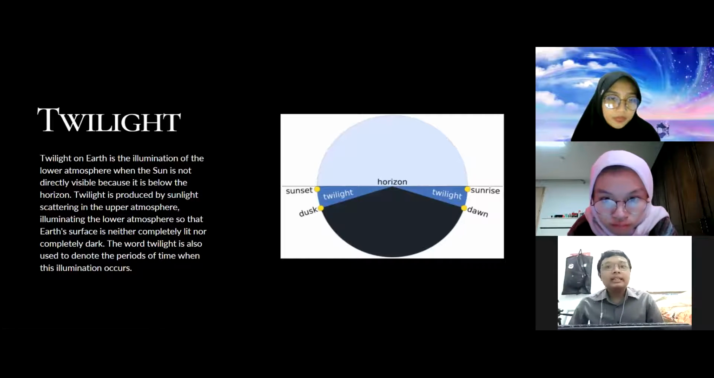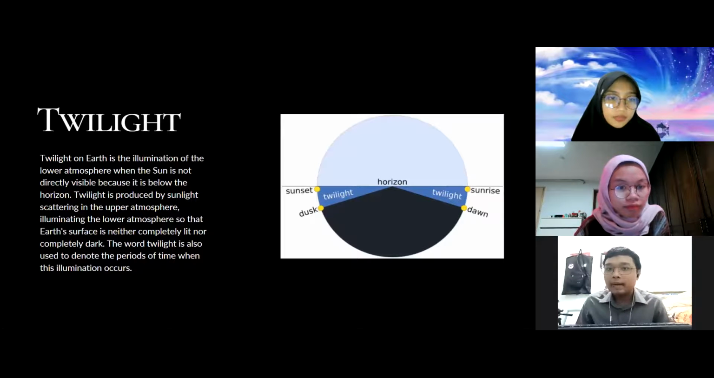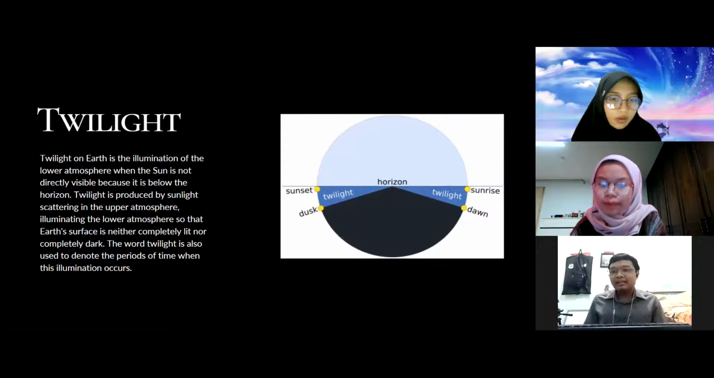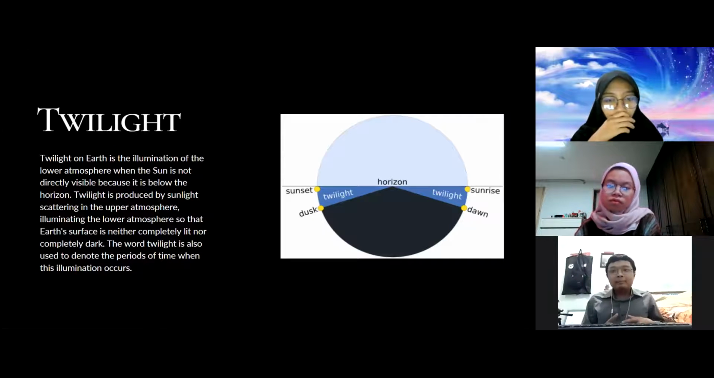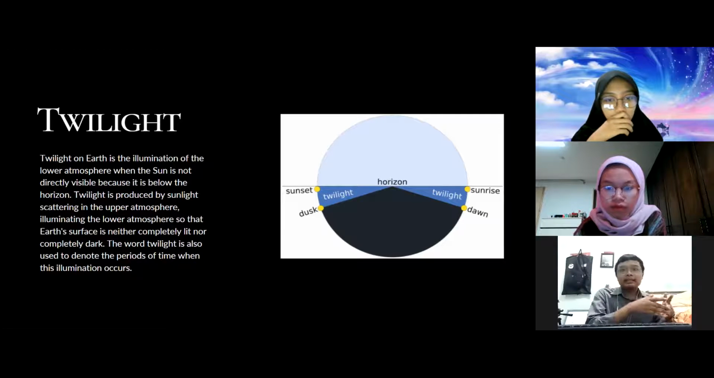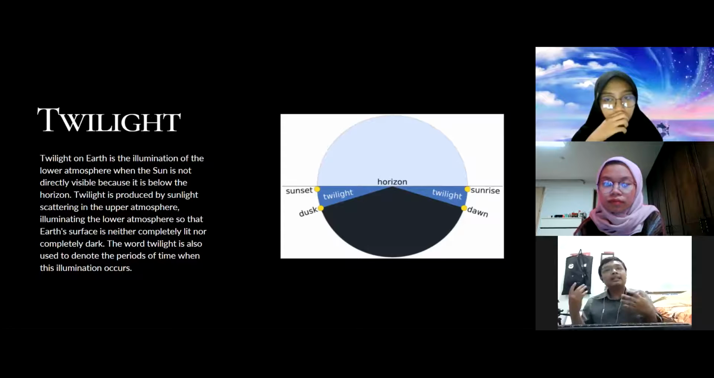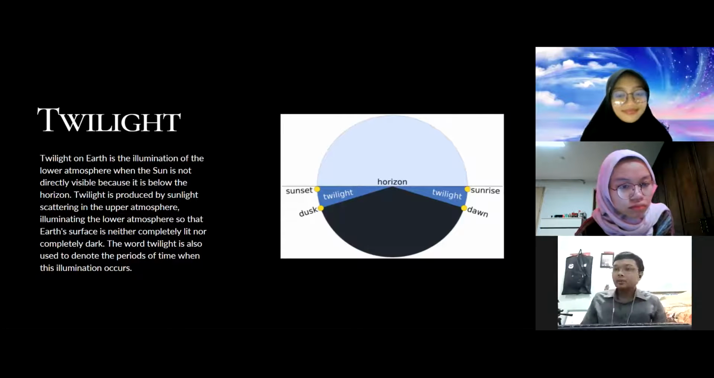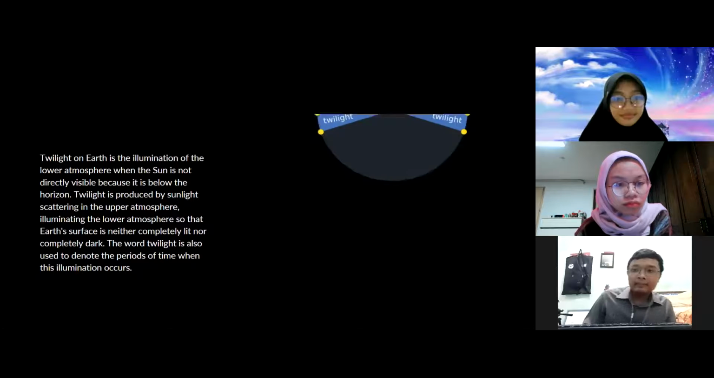Twilight is produced by sunlight scattering in the upper atmosphere, illuminating the lower atmosphere so that Earth's surface is neither completely lit nor completely dark. To put it simply, twilight happens around 6 p.m., when the sun has already set but there is still so much light. This light is bright, like orange to yellow lights in our sky. So that is twilight.